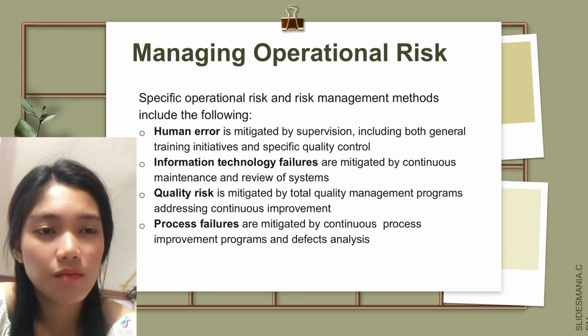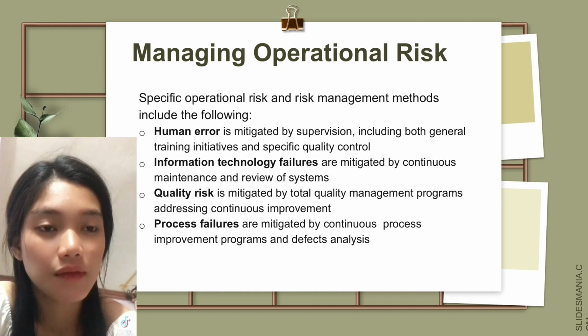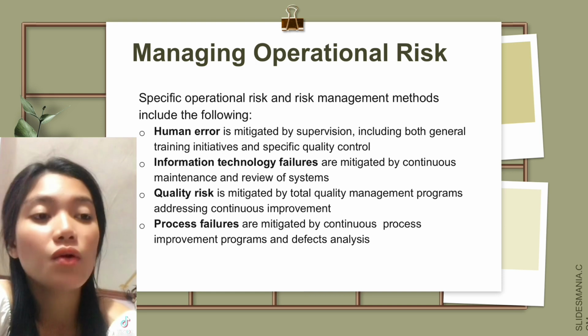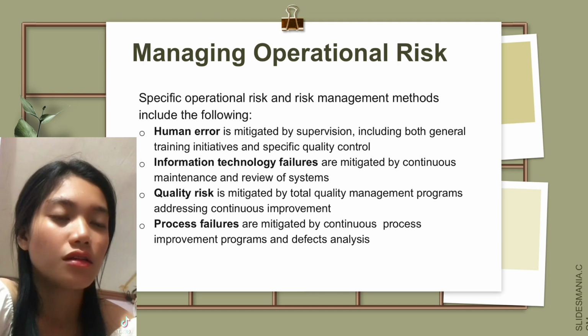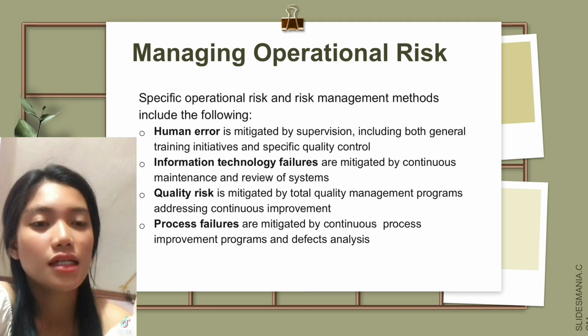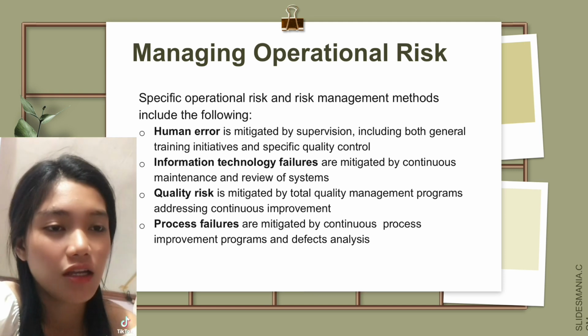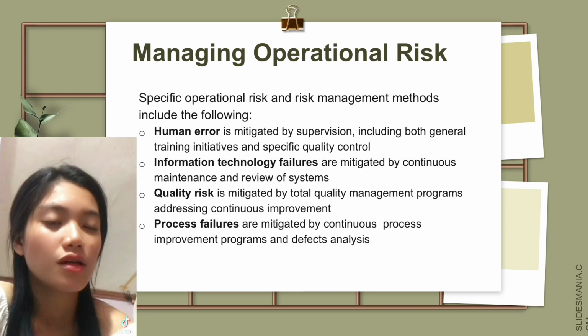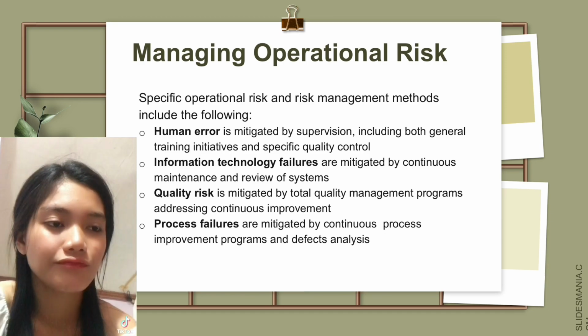The next is the information technology failures. They are mitigated by continuous maintenance and review of their system. The next is the quality risk. It is mitigated by total quality management programs addressing continuous improvement. Then lastly will be the process failures. They are mitigated by continuous process improvement programs and defects analysis.